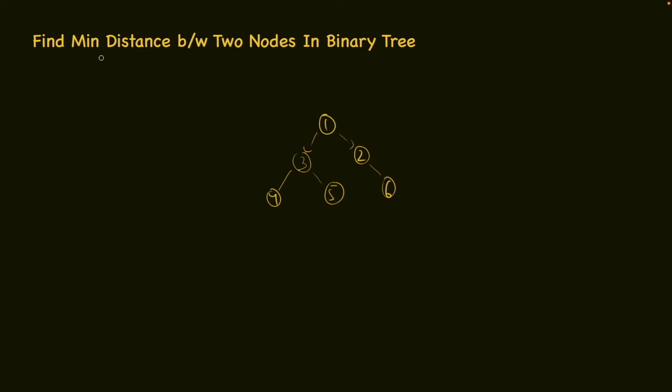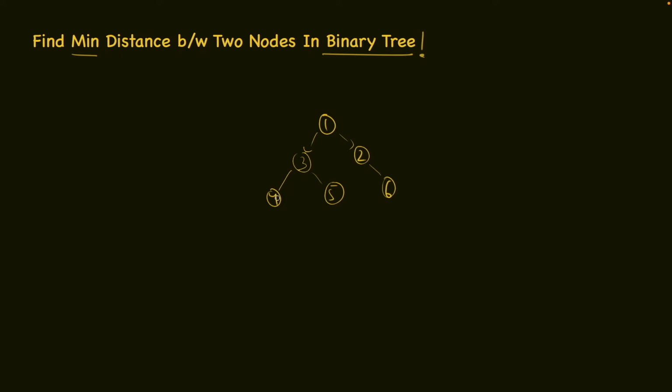So I'll tell you what the minimum distance between two nodes means. A binary tree is clear, right? Like this is a binary tree. Any node can have at max two children. So this is the binary tree. What is the minimum distance between two nodes? The minimum distance between 4 and 6 is 1, 2, 3, and 4. So the minimum distance is 4.